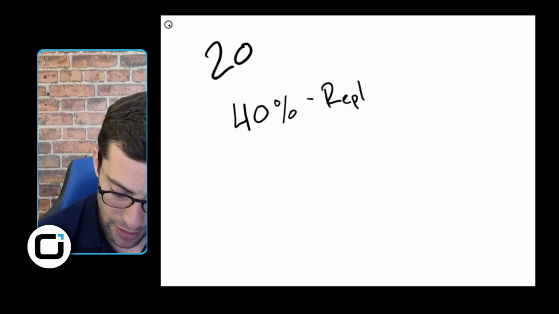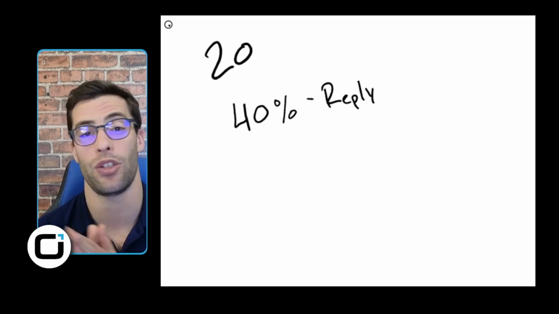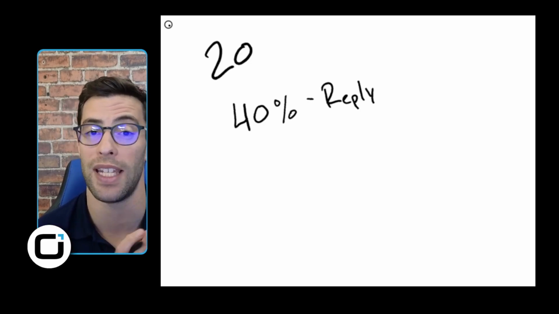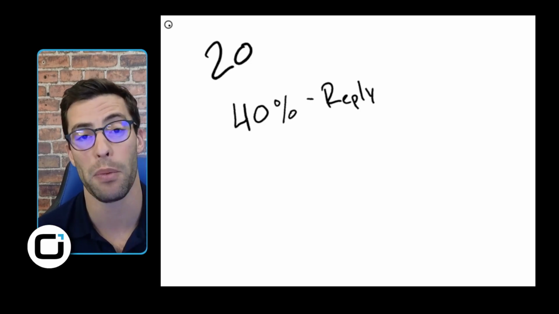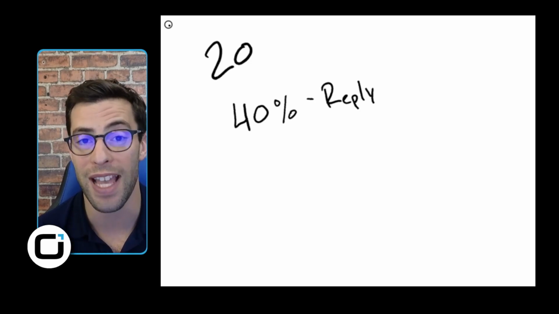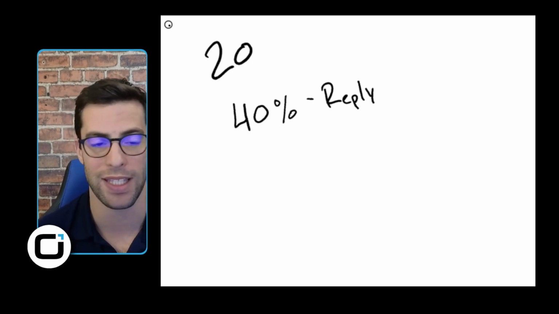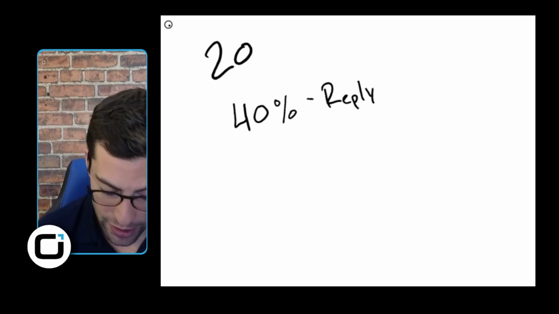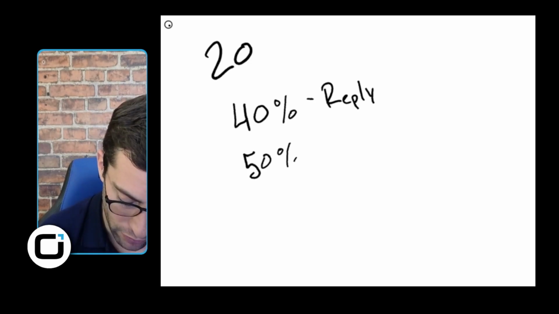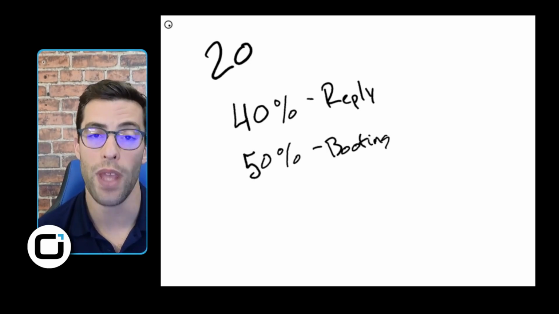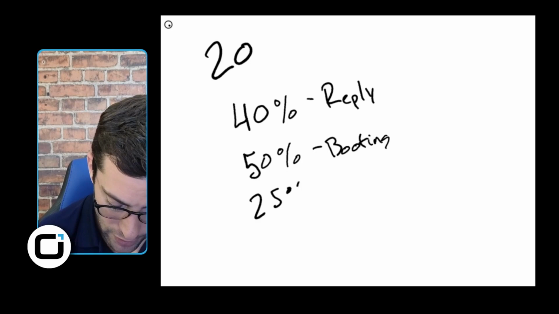40% reply at minimum. We see campaigns that shoot up into the 60% range. We see plenty down at the 20% range. Depends upon the type of prospect you're reaching out to, what you send them, and how well your follow-up is, but we'll get to that. And then from those replies, we see about a 50% booking rate, right? And then from there, we have about a 25% close rate. This is what we're shooting for.